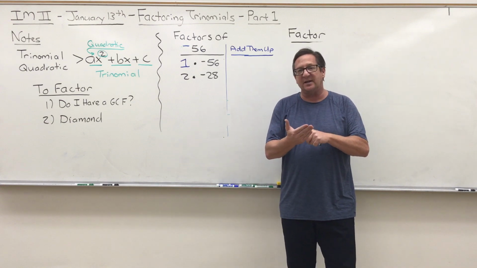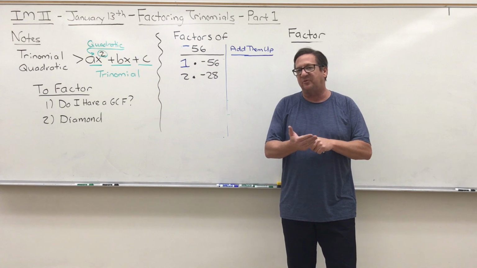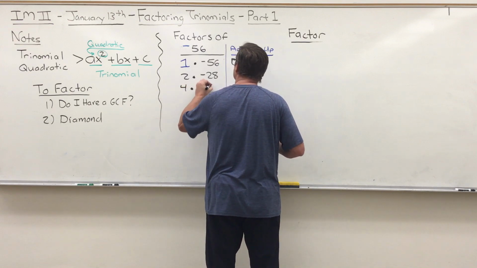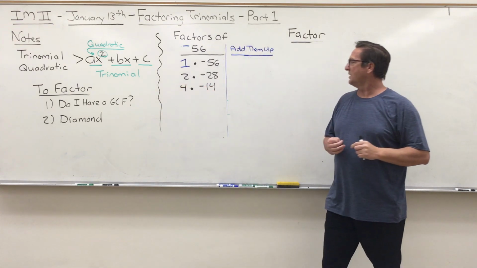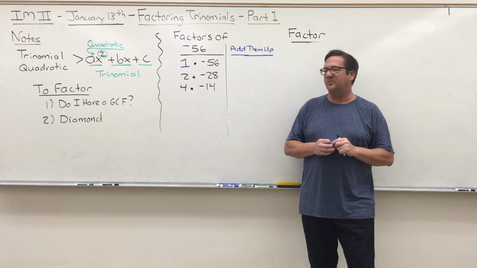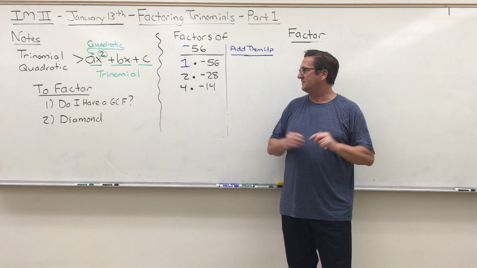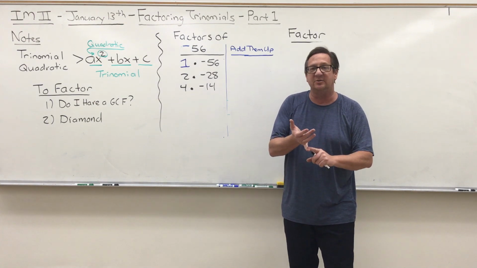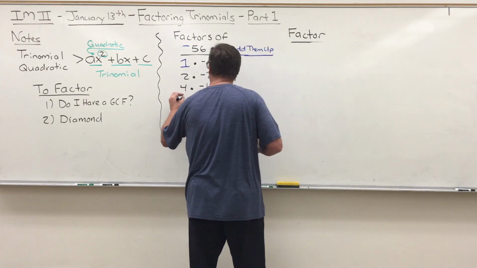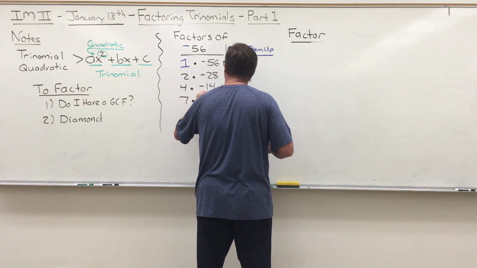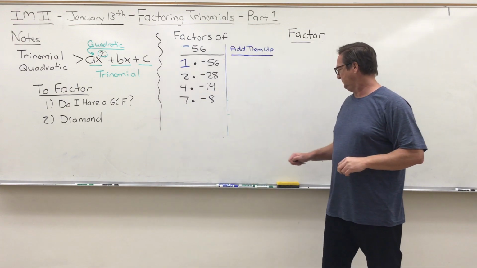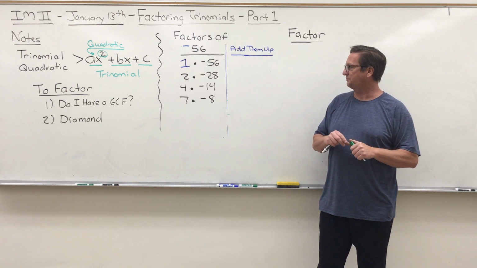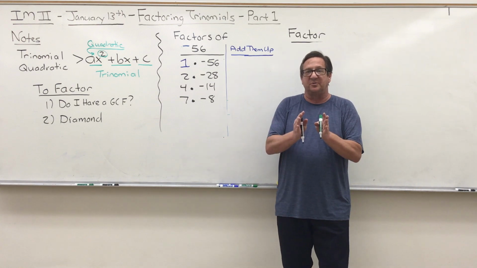I try 3 and I get a decimal. I try the number 4. Ooh, 4 works: 4 times negative 14. See how they're closing in? I try 5, 5's a no. 6 is a no. And I punch 7 in, and I get 7 times negative 8. So there's nowhere else to go, right?